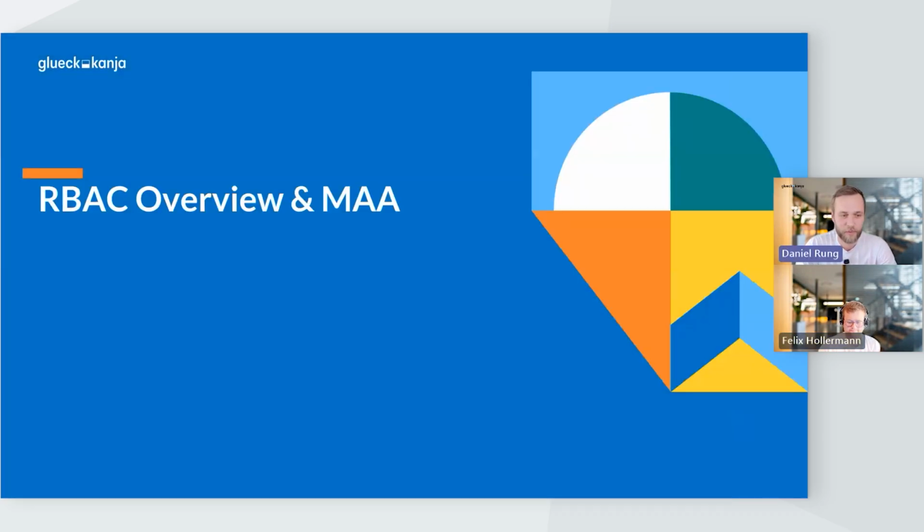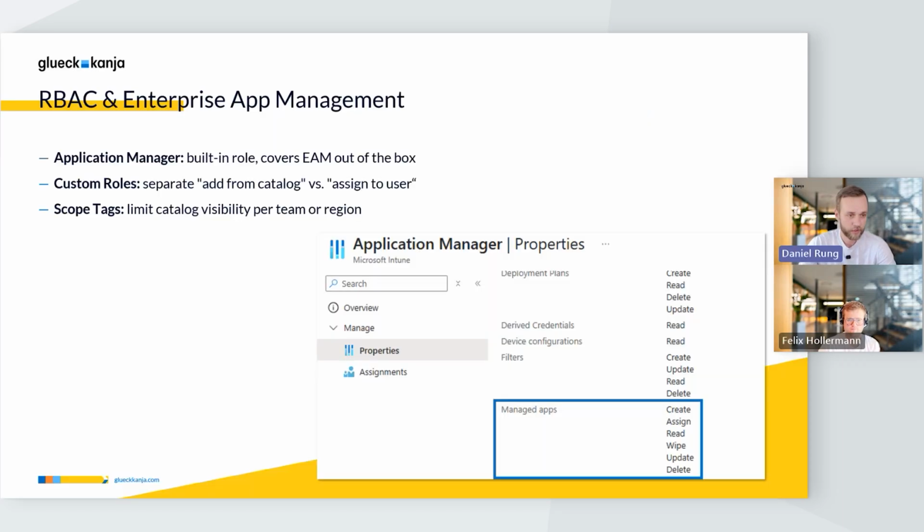So let's go on with the next topic: RBAC overview and MAA, multi-admin approval. Any application works as any other application. If your team has the built-in role application manager, it cannot only create Win32 apps or PKG apps for macOS, it can also add apps through the ARM store, if you have one license, of course. And this will just work out of the box.